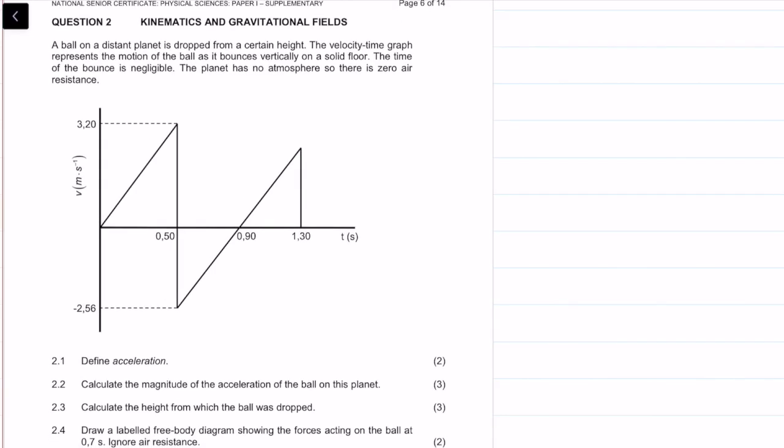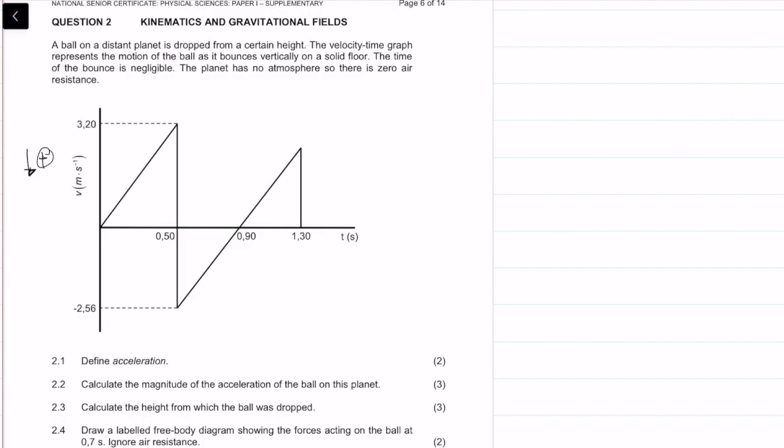So let's just understand what's happening. The ball is being dropped. As the ball is being dropped, the velocity is increasing, as we can see here. So we can also say that down is therefore the positive direction here. This velocity is a downward velocity, and this would be an upwards velocity, in the upwards direction and downwards direction.